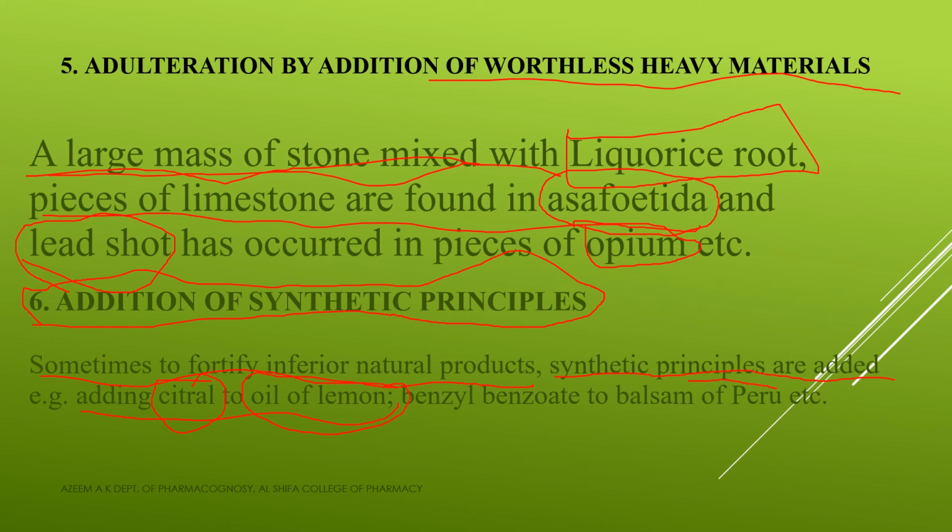Likewise, balsam of Peru is a resinous substance and that is also costly. This balsam of Peru can be fortified by adding benzyl benzoate. So this is an example of addition of synthetic principles. Sometimes, to fortify inferior natural products, synthetic principles are added along with the naturally occurring substance. So with lemon oil you add citral, and balsam of Peru can be fortified by adding benzyl benzoate.